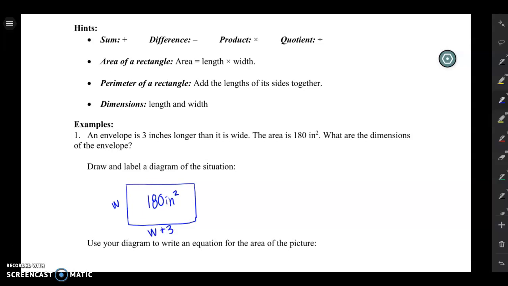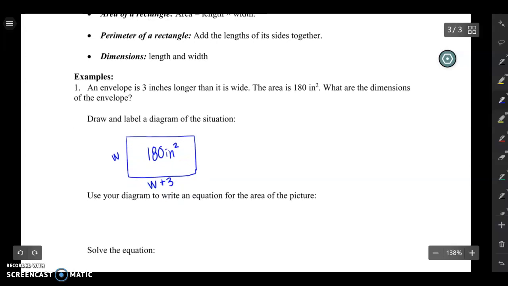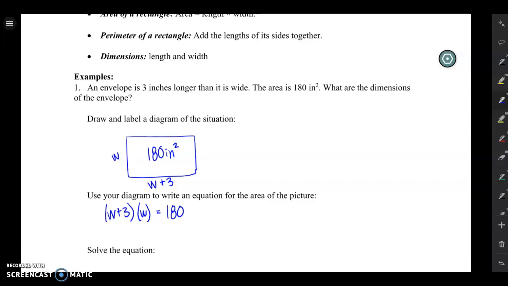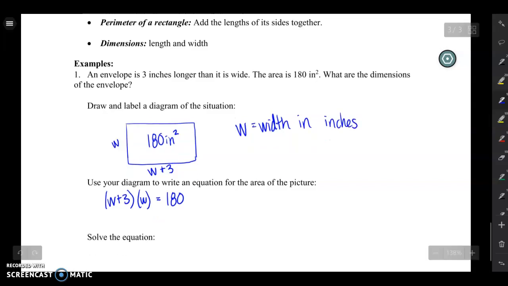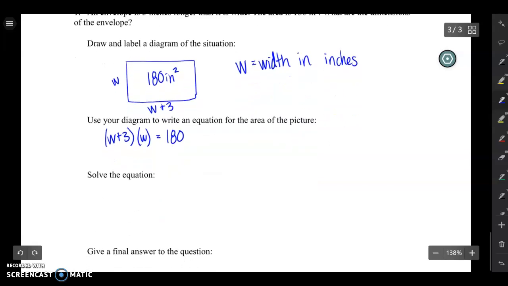Okay. So now I'm going to use my diagram to write an equation for the area of the picture. To find the area of a rectangle, I do length times width. So I would do W plus 3, which is my length, and then multiply it by my width, which is W. And that would equal the area. In this case, I actually know the area. The area is 180. Now, since I introduced a variable, I want to make sure I say what the W is. So W is the width, and I want to say that it's in inches, because I want to know that when I get my answer at the end, it's not going to be in feet or centimeters or something. Now I need to solve the equation.